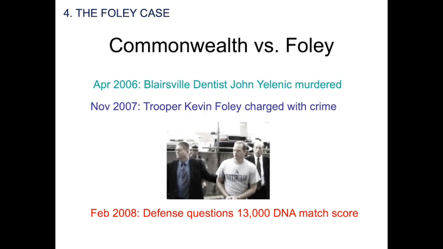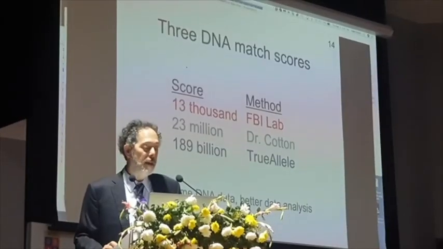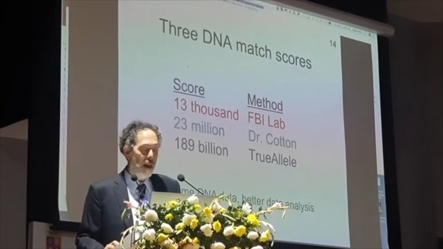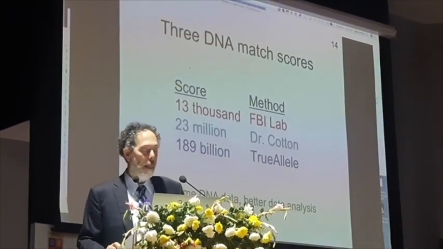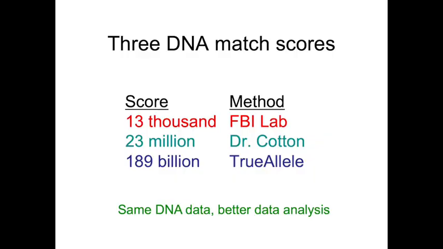And the concern that the prosecutor had was that was the only evidence he had, and he was going to lose. So instead, we reanalyzed it with TrueAllele. We had another expert use more information as well. And the score went from 13,000 from the FBI's CPI method to 189 billion. That's about 10 million times more with TrueAllele. Same data, but much better data analysis.